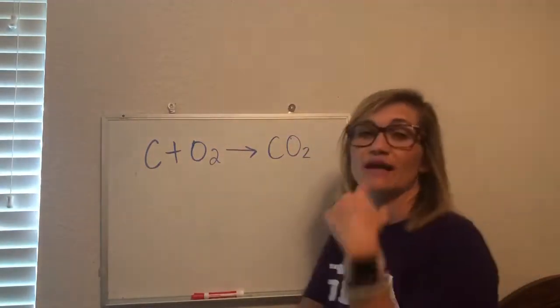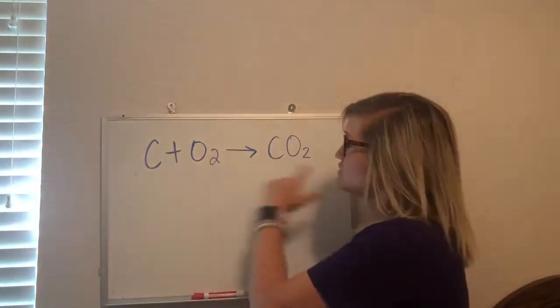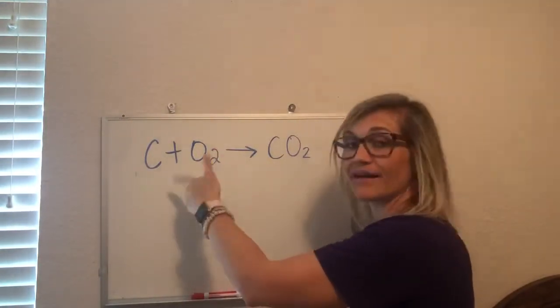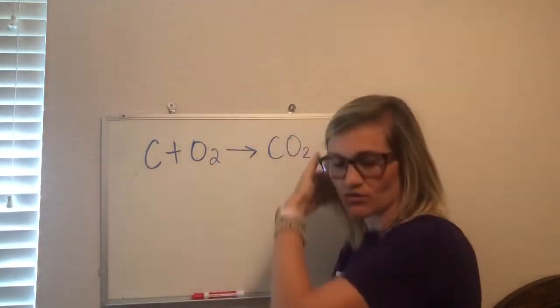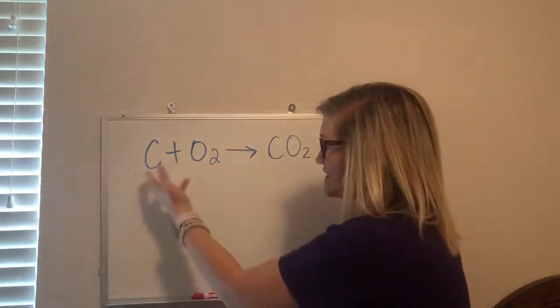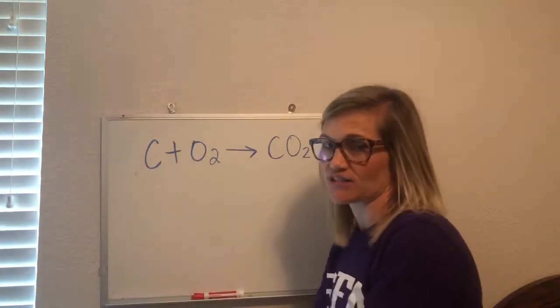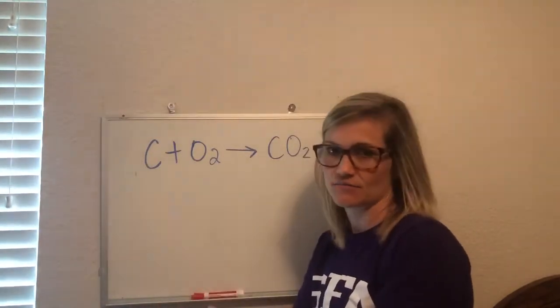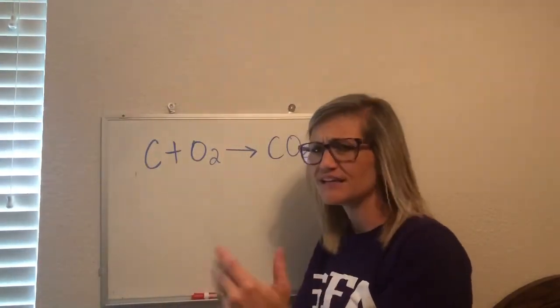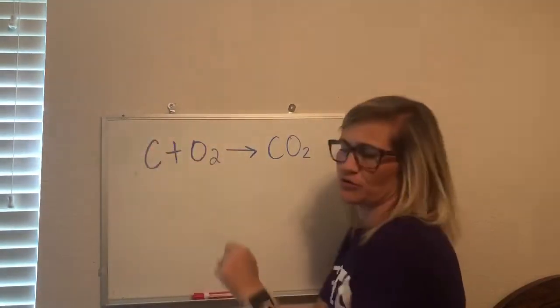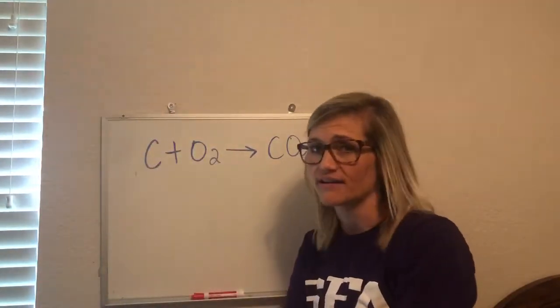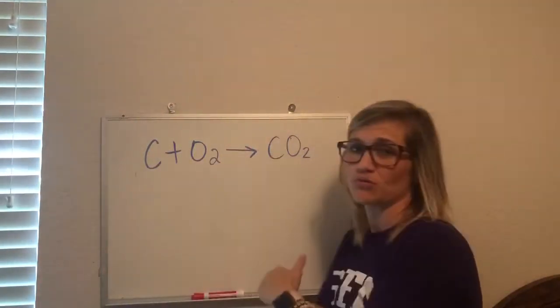Now, let's talk about some vocabulary, okay? There are two sides to this chemical equation. We have a left side and a right side. Of course, we don't call them that in science. We call them reactants and product, okay? And way back in about September, October, I talked to you guys about baking a cake. So you have your ingredients, and then you have your product.